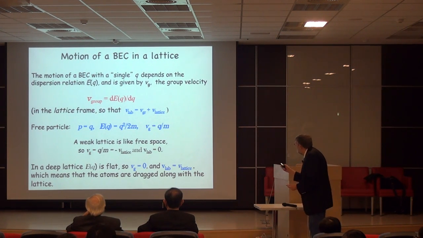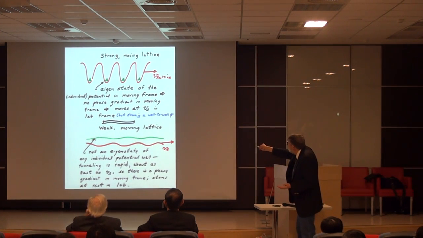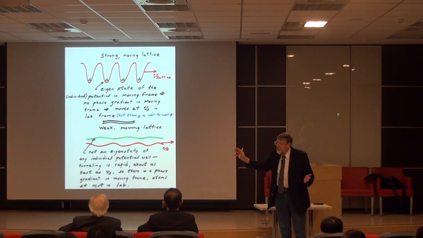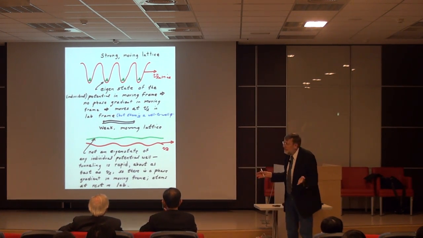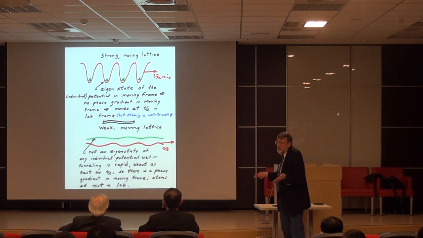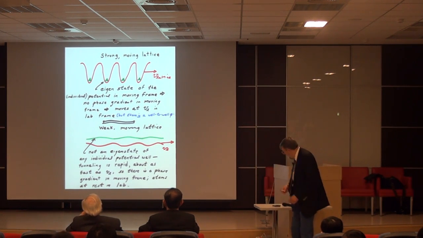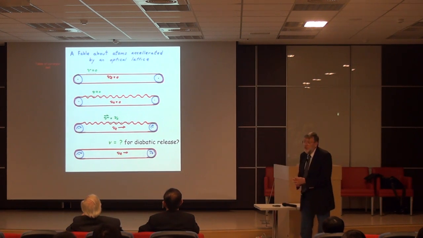And here's a little cartoon that sort of shows that. If the lattice is strong, then the atoms are just going to be dragged along with the lattice. They're going to have 0 velocity with respect to the lattice. And if the lattice is weak, then it just goes right past the atoms, and the atoms don't notice it, and their velocity with respect to the lattice is just going to be minus the velocity of the lattice. So if I want to know what the velocity is in the lab frame, I just transform back into the lab frame.